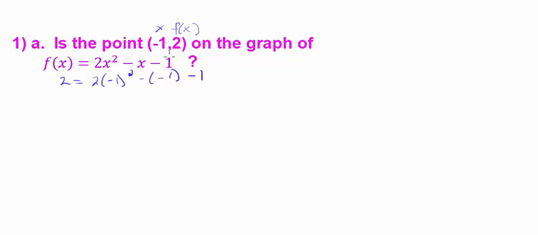And what we're doing here is using order of operations to verify that this does in fact make the function true. So we have on the left side 2 throughout the entire process. On the right side we will do order of operations. This will become 2 plus 1 minus 1, which does in fact give 2 equals 2. So the answer is yes. The point, or ordered pair, negative 1 comma 2 is on the graph of this particular function.